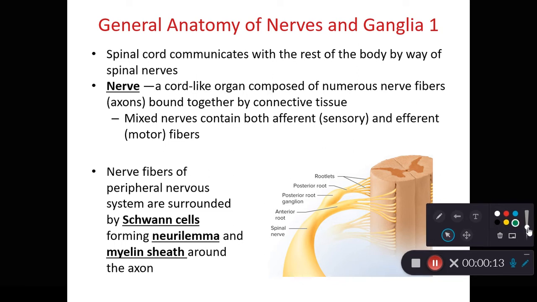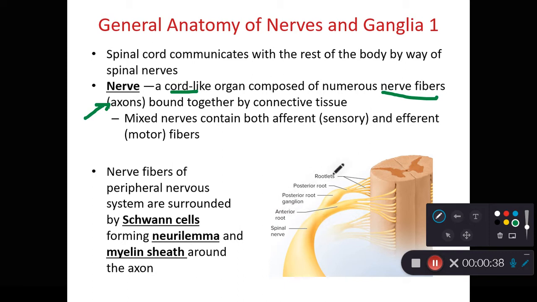Nerves are defined as a cord-like organ that has nerve fibers, and when we say nerve fibers, I mean axons. They're going to have some connective tissue wrapped around them. And as we look at nerves, we need to also emphasize that they are in the PNS, the peripheral nervous system only. These nerves allow for the central nervous system, so the spinal cord and brain, to communicate with the rest of the body.